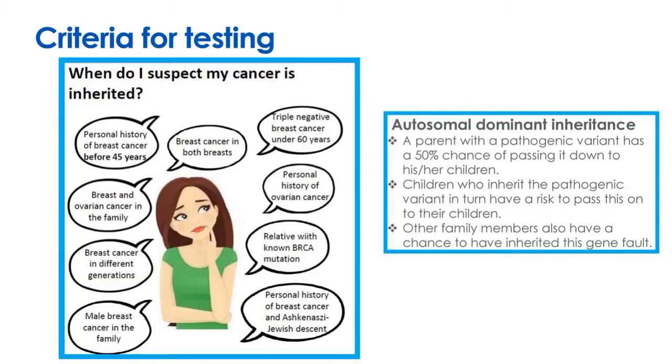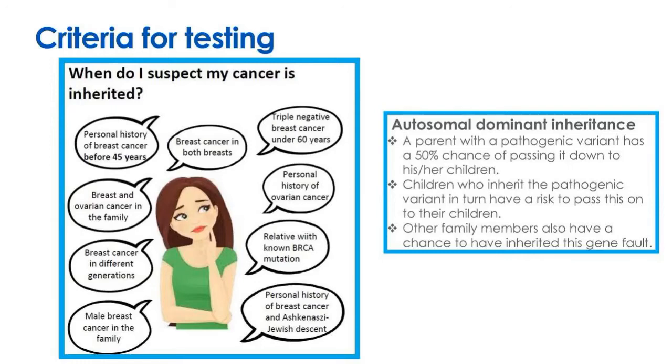Then a personal history of ovarian cancer, because ovarian cancer is such a rare cancer that we see in the general population of women, we are quite concerned if there are women with ovarian cancer in a family. Then if a woman has a known relative or a relative with a known BRCA mutation, and then also if the person sitting in front of you has a personal history of breast cancer and is of Ashkenazi Jewish descent, then we are also concerned.